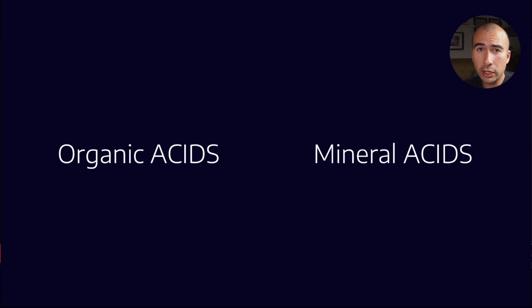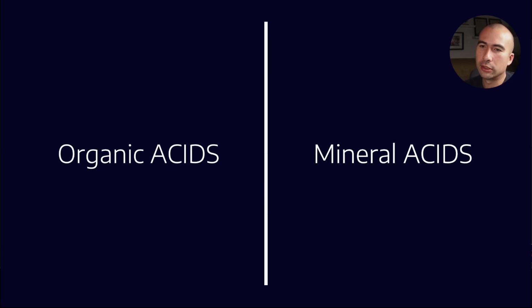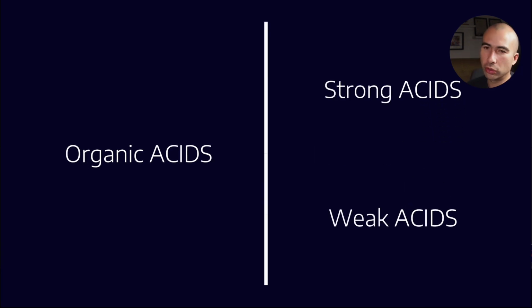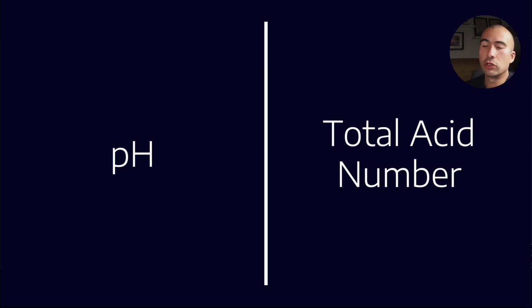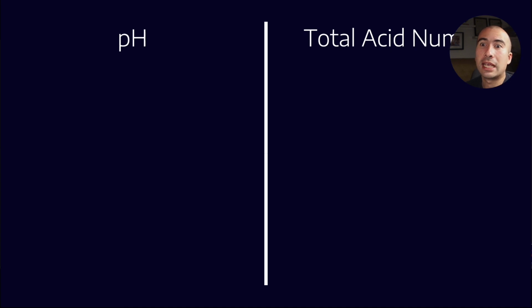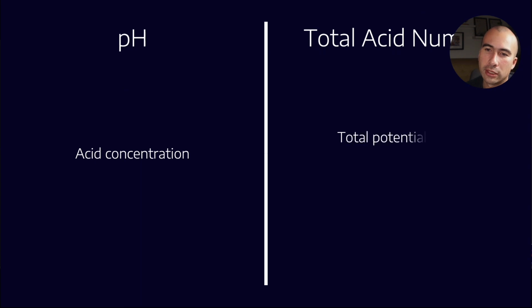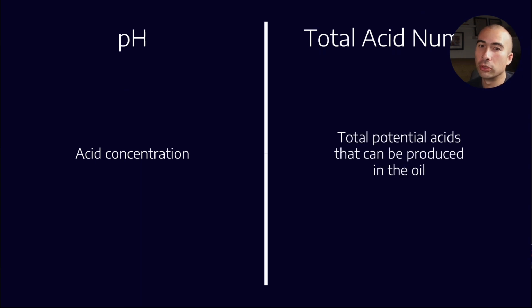Like we said in a review, there are organic acids and mineral acids. Mineral acids are broken up into strong and weak. Traditionally, in high school at least, we measured all these acids through pH, which was related to the strength and the concentration of the acid. But in the oil world, we had to introduce the concept of total acid number because pH doesn't make a whole lot of sense in an oil-based system. pH measures acid concentration, while total acid number represents the total potential acids that can be produced in an oil.